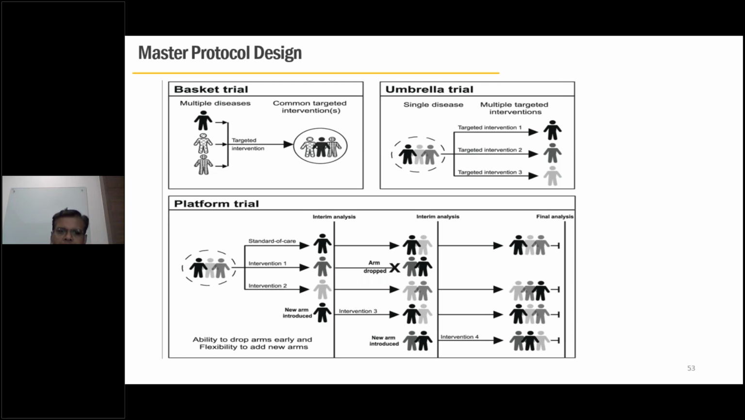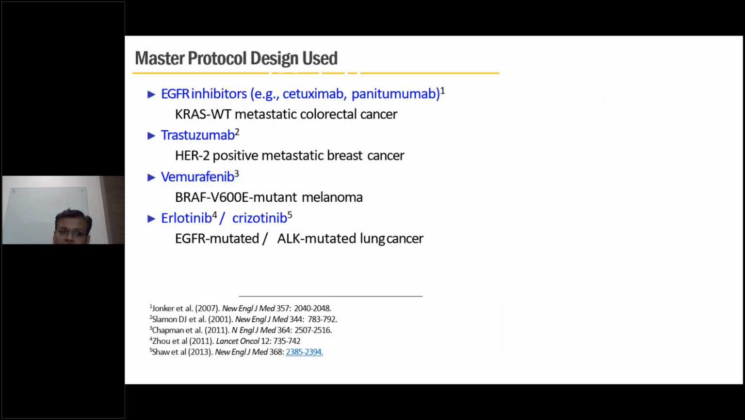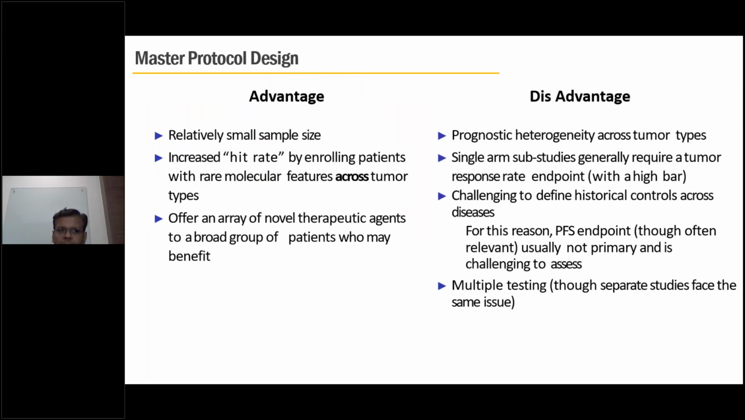So these types of trials are designed, and they're known as platform trials. There is a huge demand for these types of master protocols now, and they tend to be very efficient in getting the drug to the market really quickly. These are a few of the biosimilars that have been tested through the master protocol design, and trastuzumab is one of them, and erlotinib and crizotinib are a few other examples.